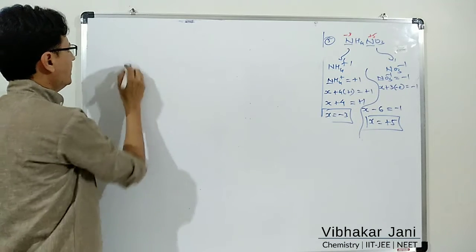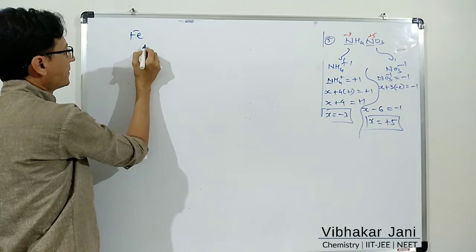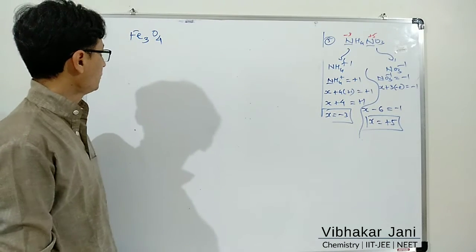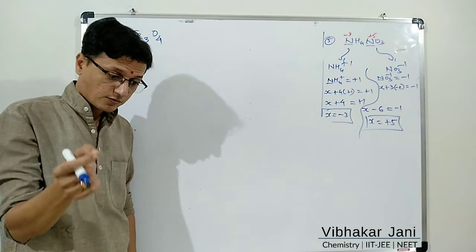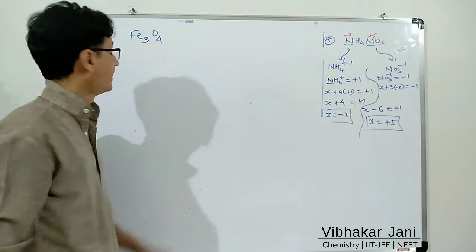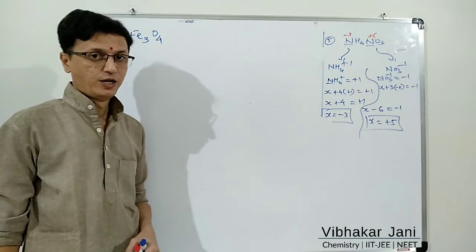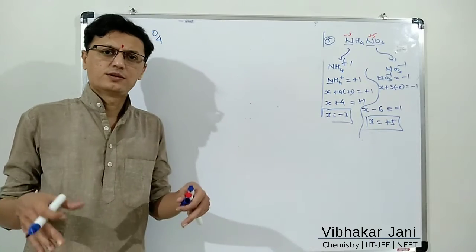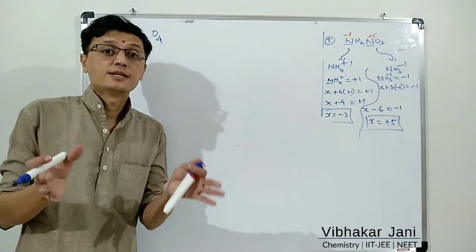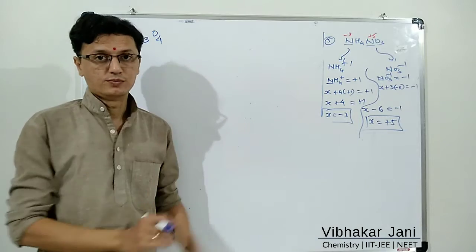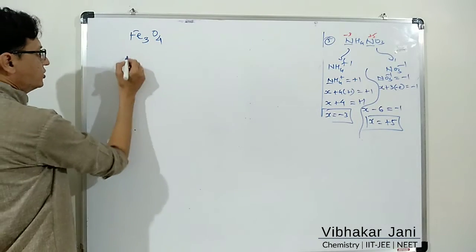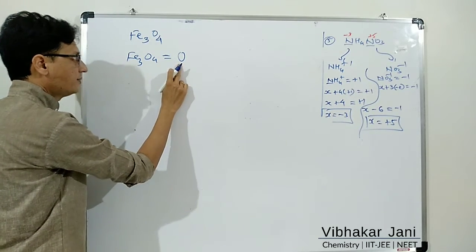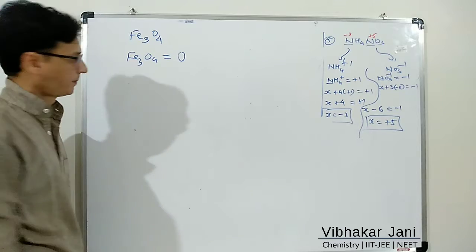Okay, now if I write Fe3O4, and if somebody asks what is the oxidation state of iron in Fe3O4, then to find the oxidation state of iron in this compound by our simple method, the oxidation state will have a fractional value. Let us take out. So Fe3O4 is equal to 0. Why do we put 0 over here? Because this is a neutral species.